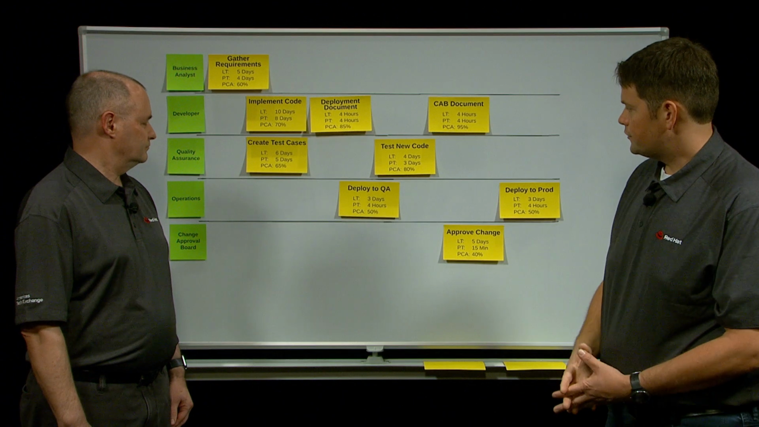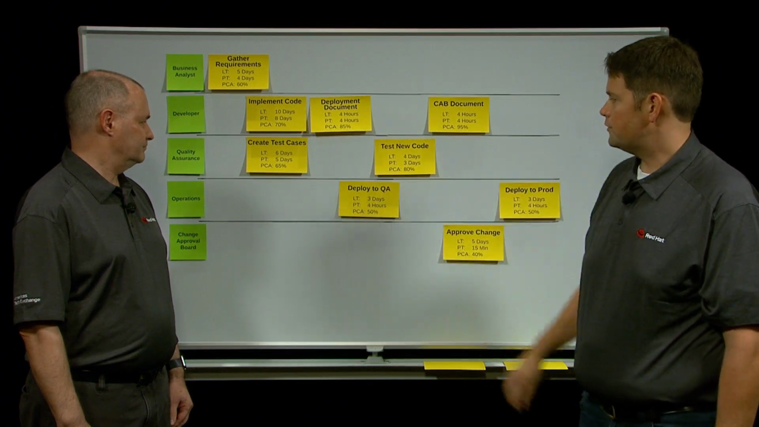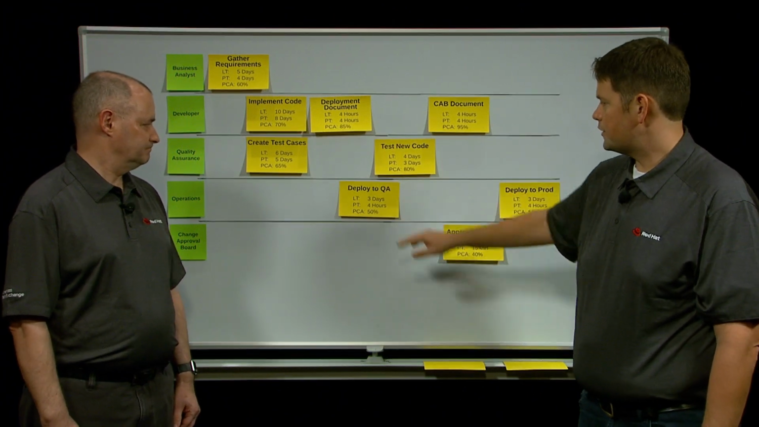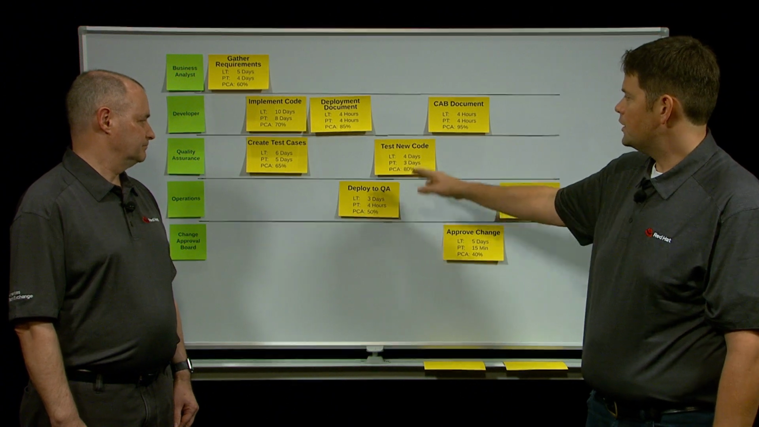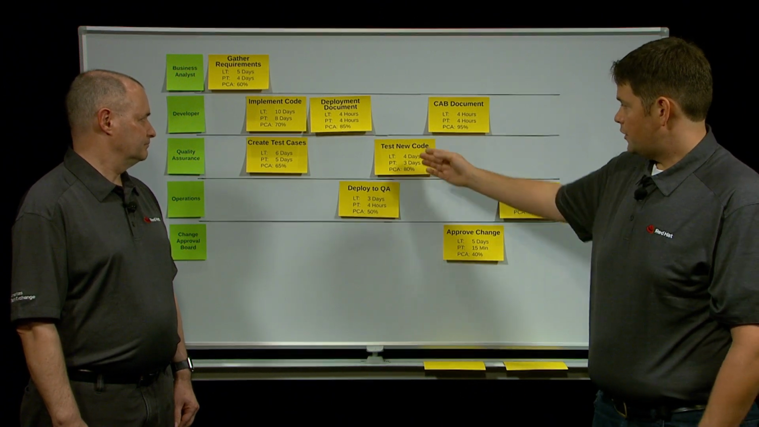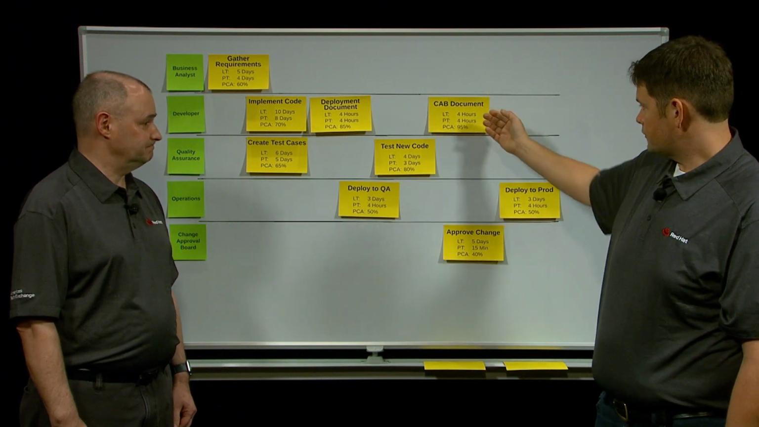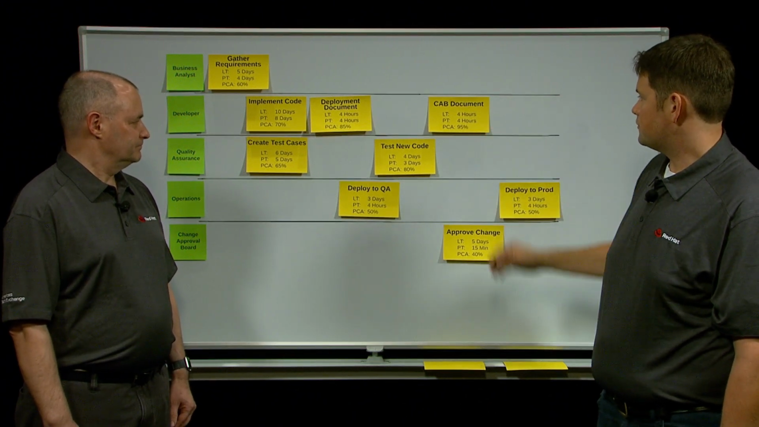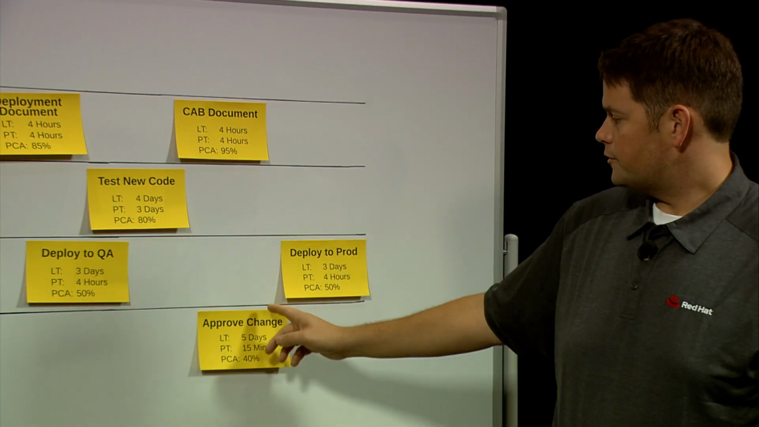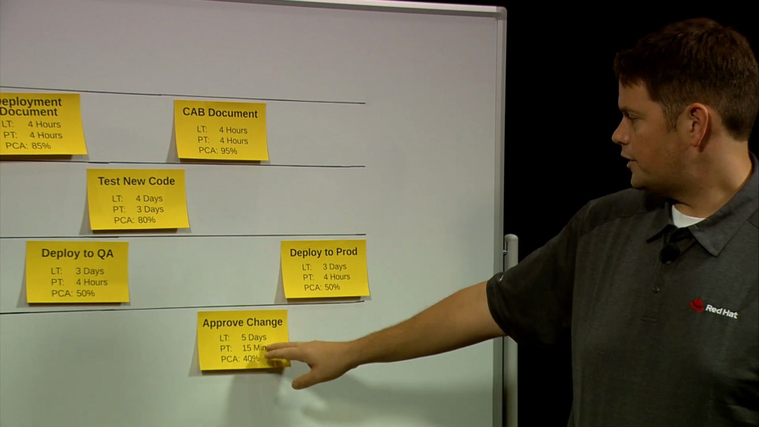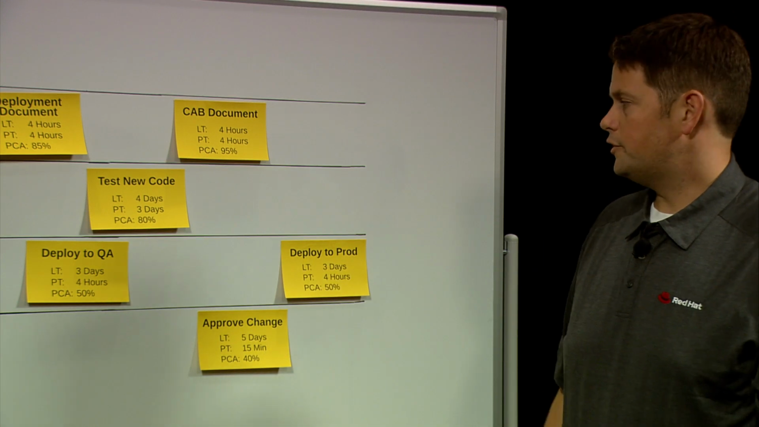Developers create this deployment doc so they know how to deploy the code to QA. So operations takes that doc and deploys the code to QA. Then QA can test it. Then it looks like the developers have to write up this change approval board document. So a change approval board meets to approve it, and then finally the code is deployed to production.